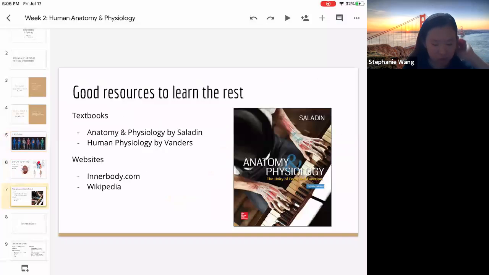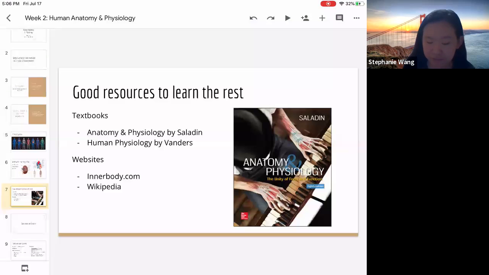So next, because I can't cover all of the body systems, I don't want you guys to not be able to learn them. So here are some good resources to learn the rest of the body systems. The best textbook, in my opinion, for anatomy and physiology is the one by Kenneth Saladin. It's probably the most complete one I've ever read.